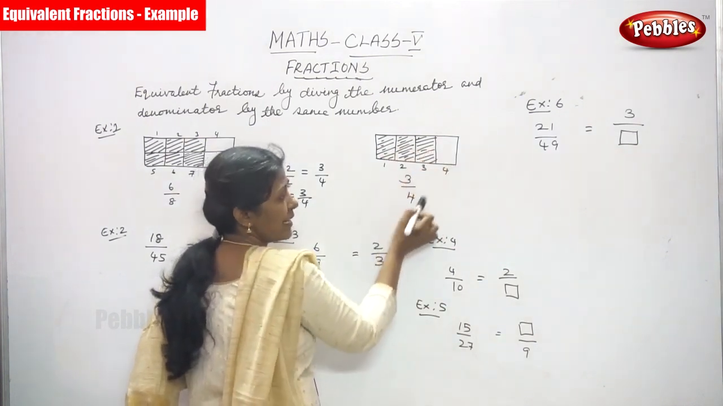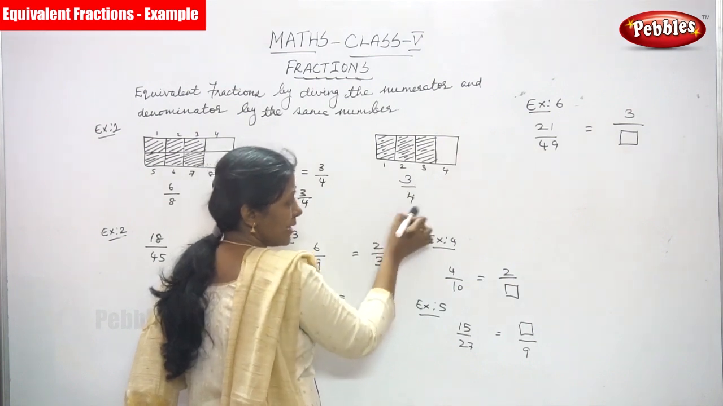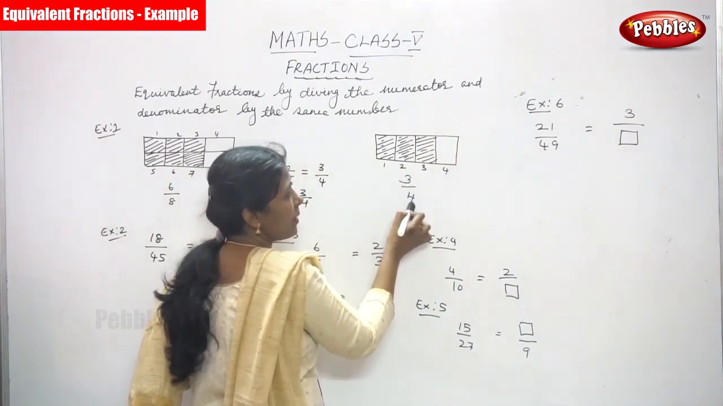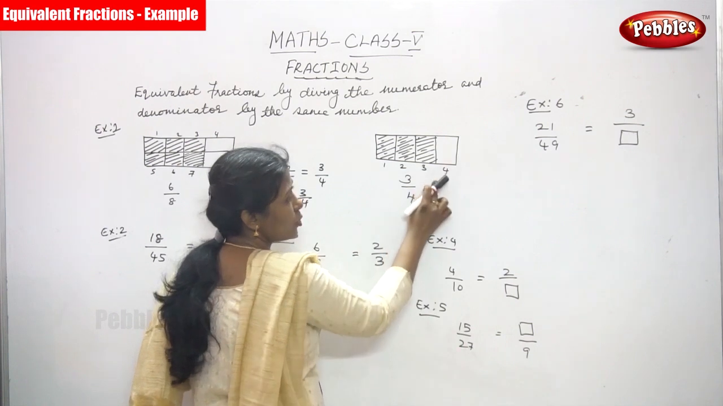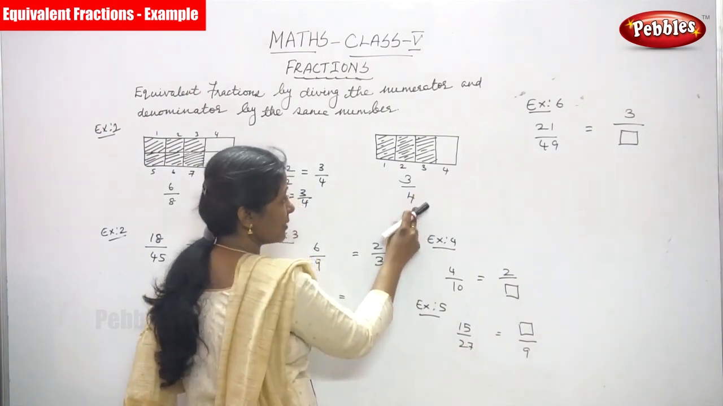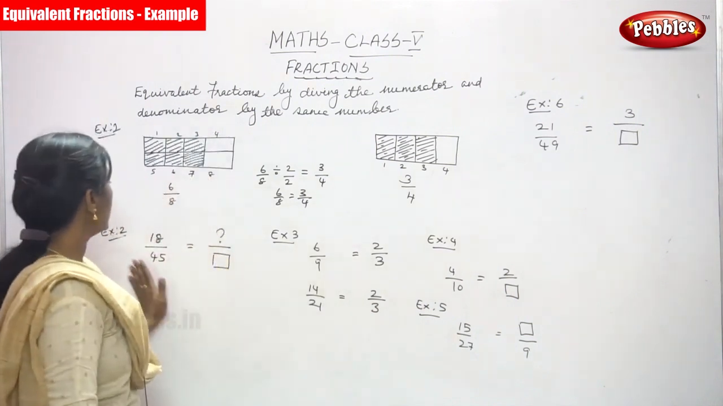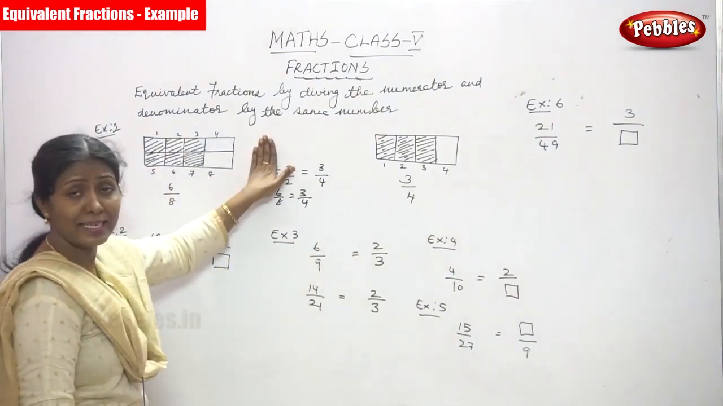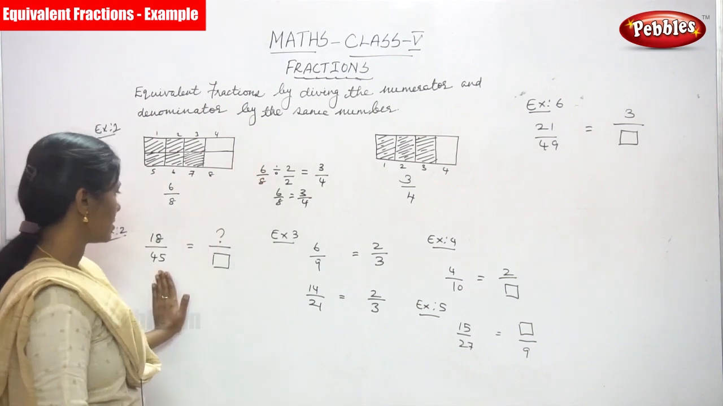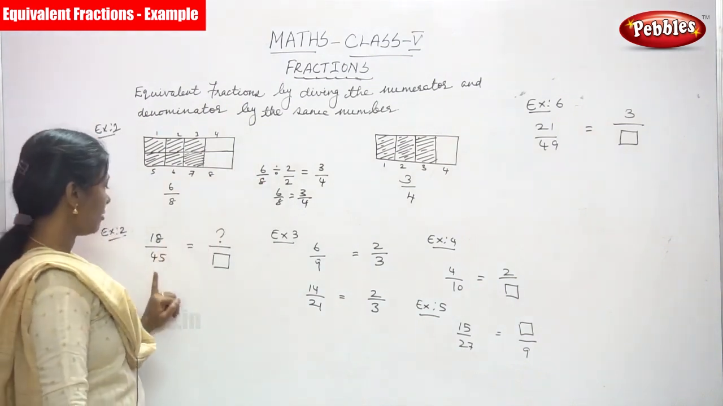So the diagram answer, that means the diagram representation fraction is 3 by 4. This is the answer. So 3 is the numerator and 4 is the denominator. So 6 by 8 is equal to 3 by 4. Now we have seen the diagram representation sum. Now we are going to see the normal sum, that is 18 by 45.